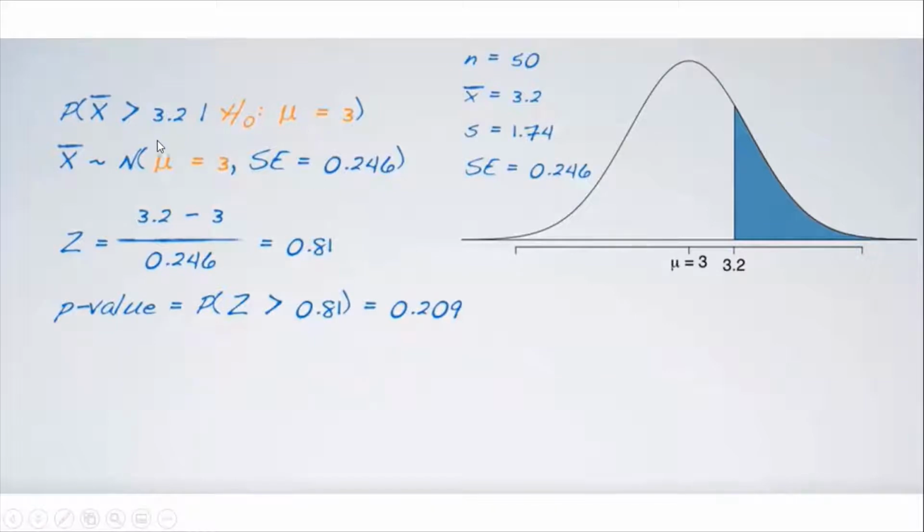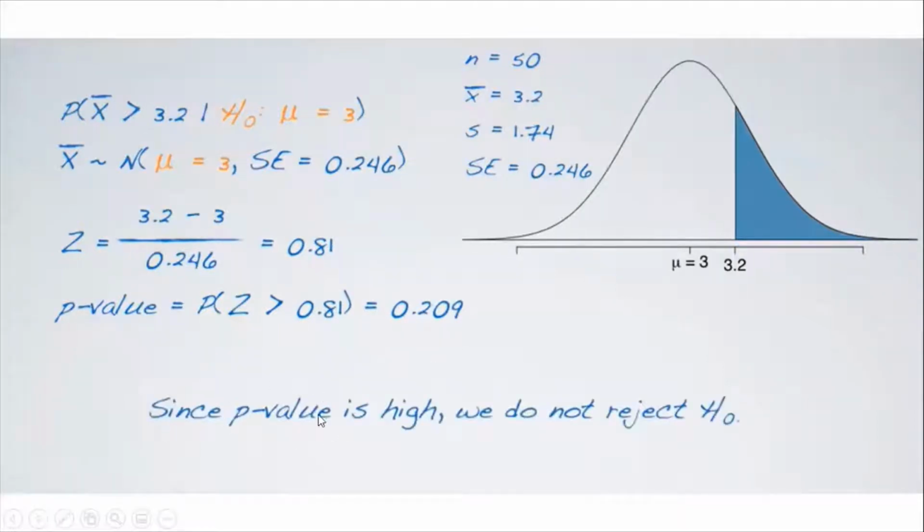Okay, so here when we calculate this, we got a p-value of 0.209. Which means that this p-value is greater than the significance level, 5%. So we do not reject the null hypothesis. Okay, we do not have enough evidence to reject the null hypothesis.